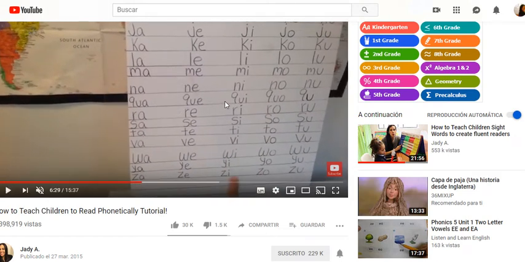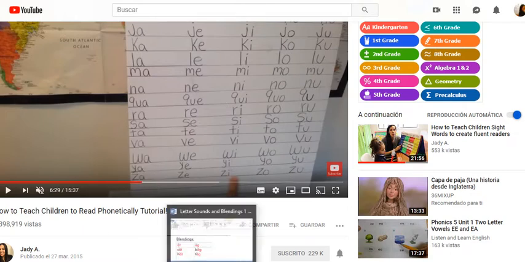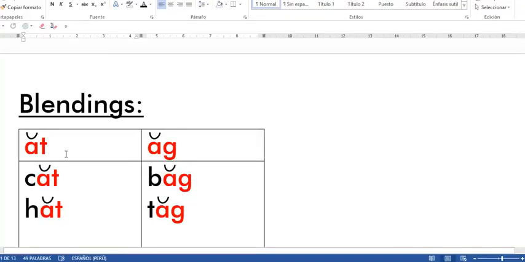Okay, very good. And then we're going to practice some blendings. A blending is the combination of a vowel and a consonant. So here I have got some blendings.